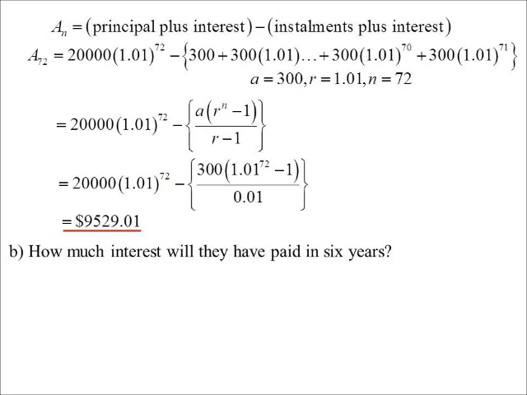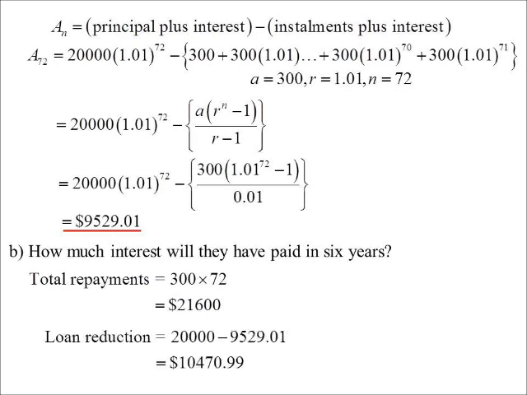So how much interest have they paid? Well, I've paid back over 72 months $300 a month. So I have given the bank $21,600. That's how much money I've given them. The loan was for $20,000. So I've reduced the loan by $10,000. But the difference, therefore, must be, hang on, it's saying here the amount owing is $9,529.